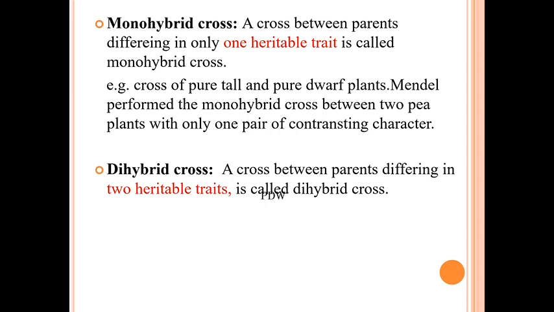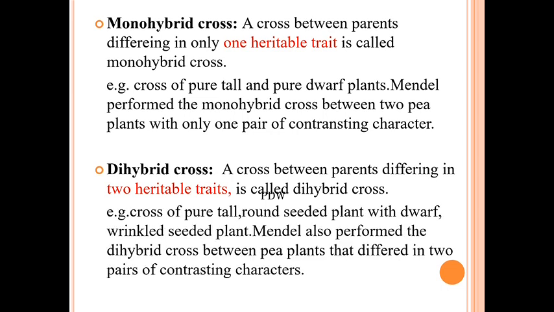Dihybrid cross. It is a cross between parents differing in two heritable traits. It's called a dihybrid cross. So two characters are considered at a time in a dihybrid cross. For example, it is a cross between a pure tall and round seeded plant with a pure dwarf and wrinkled seeded plant.